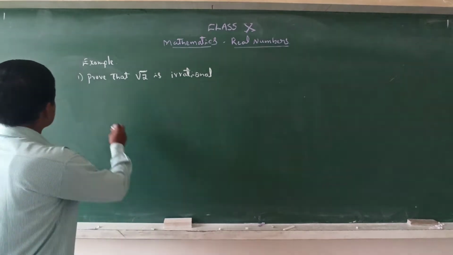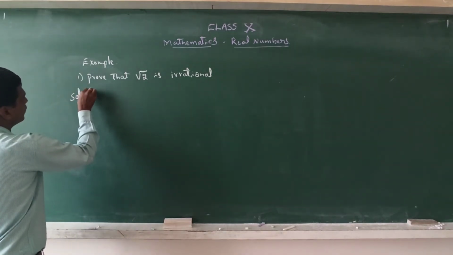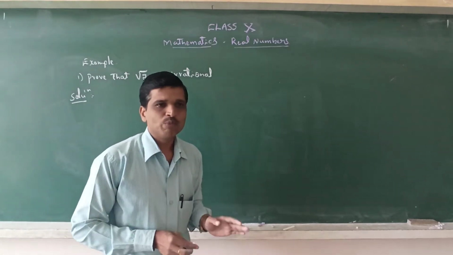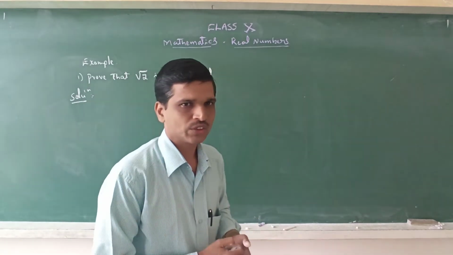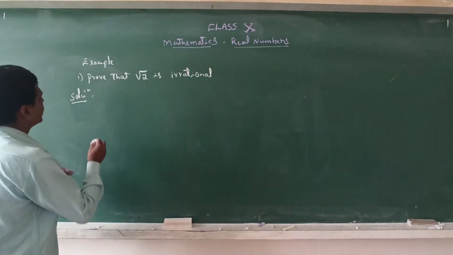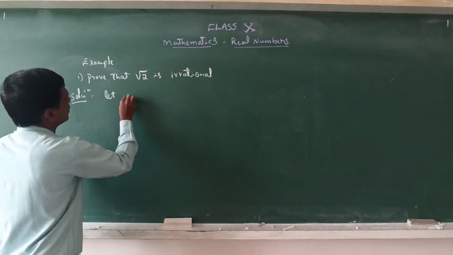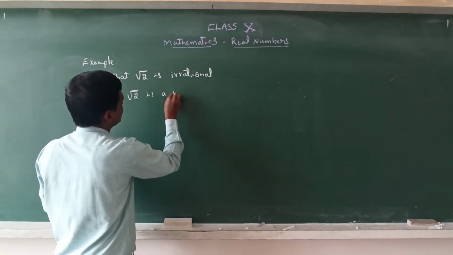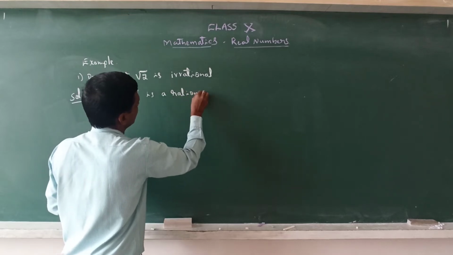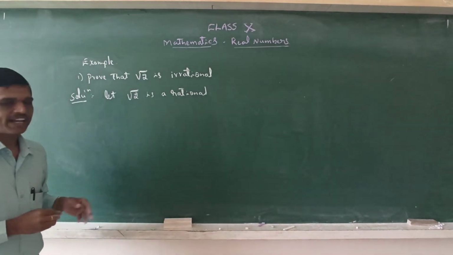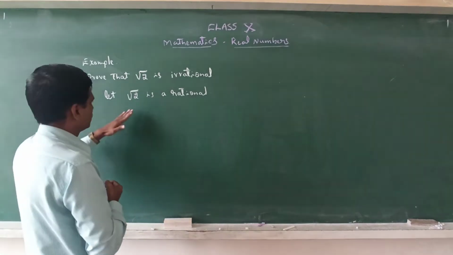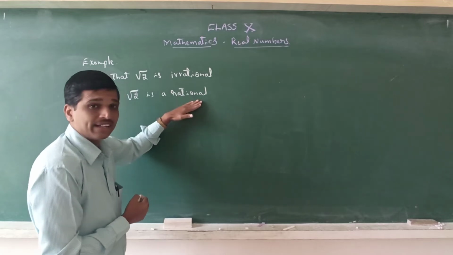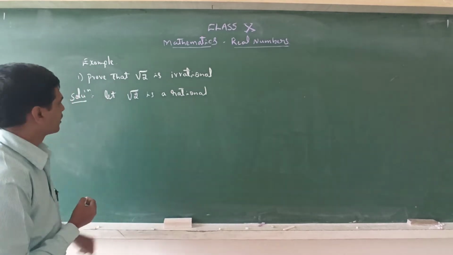How can we prove this? Let us solve. Solution. First, this is proved by the proof by contradiction method, so that is called the contrary method. Let square root 2 be a rational number. Consider square root 2 is a rational number. Of course it is not rational. We took it as rational by assumption, by the contrary method.